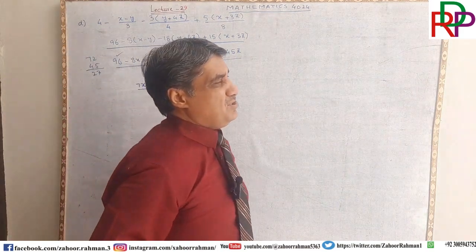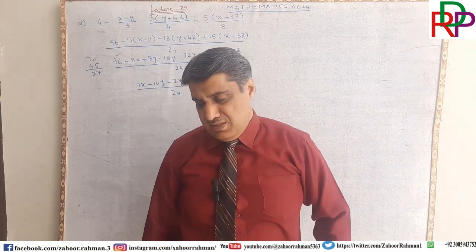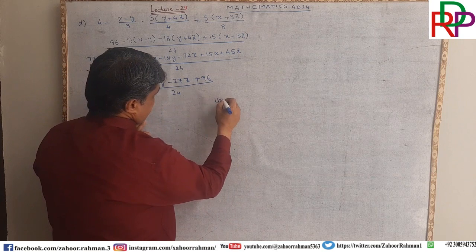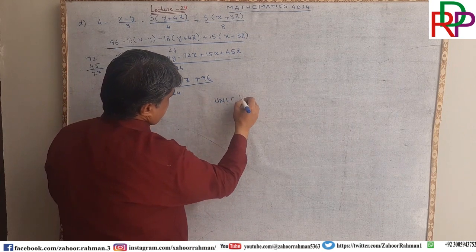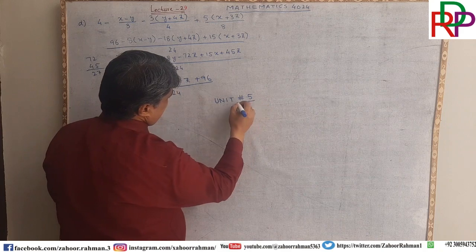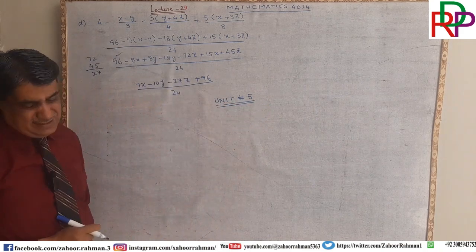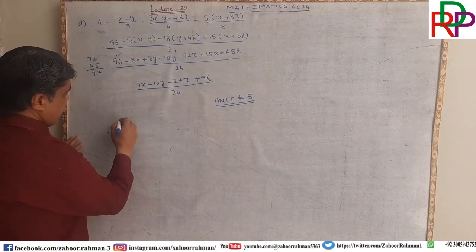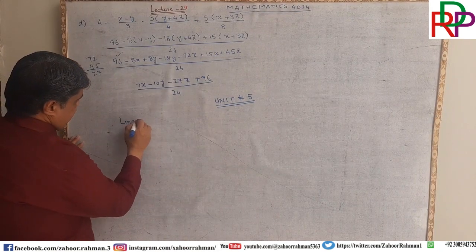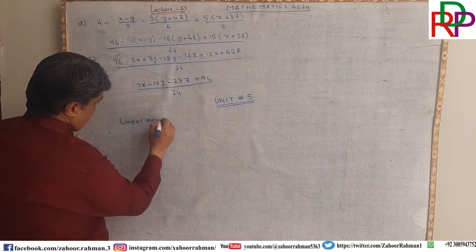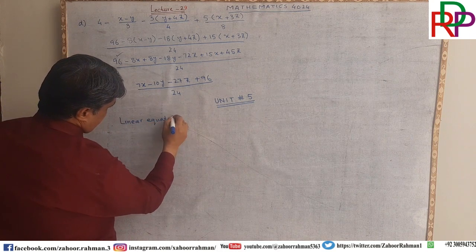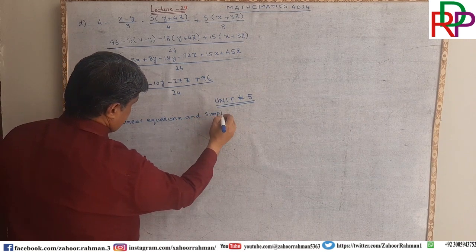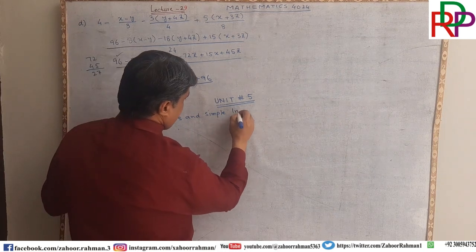With this we reach the end of this chapter number 4, and here we are starting unit number 5. The name of this is linear equations and simple inequalities.